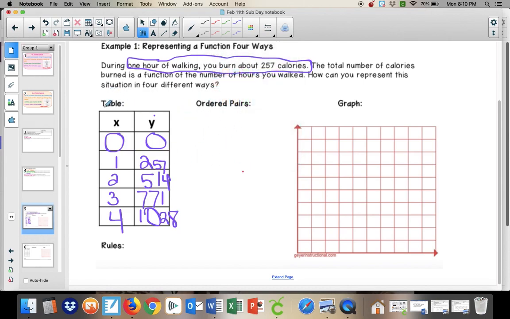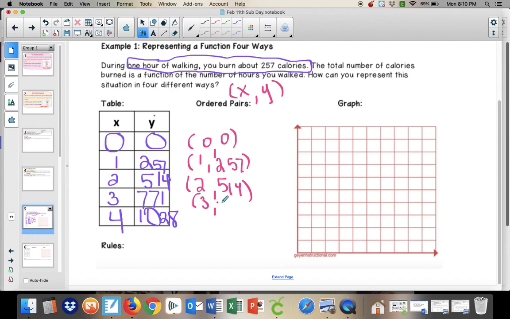Now we're going to write our ordered pairs. Remember, our ordered pairs are the x, comma, y with parentheses around them. So we literally are going to say 0, 0. And then 1, 257. 2, 514. 3, 771. And the last one is our 4 and our 1028. So the main thing you have to remember is your x value comes first in the ordered pair.